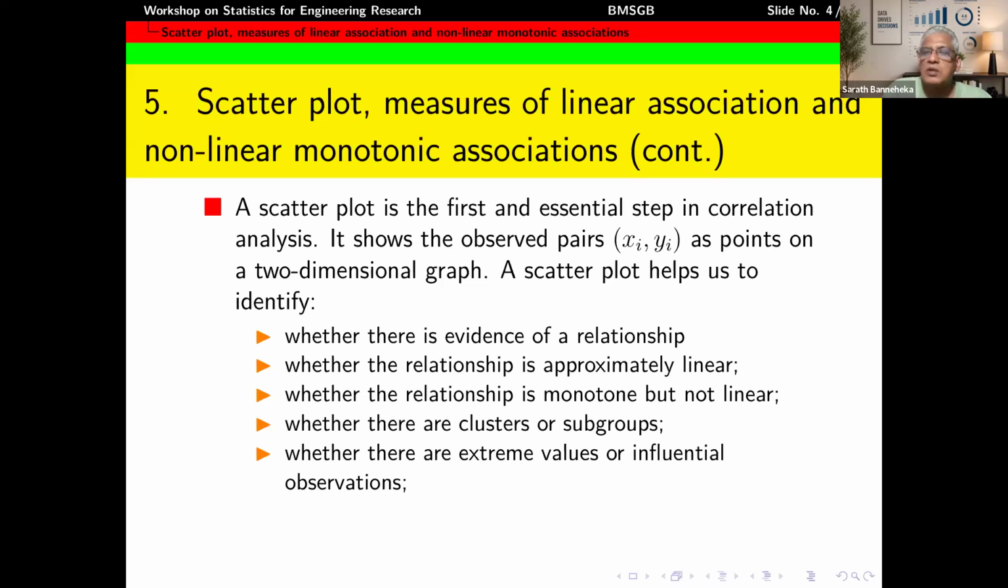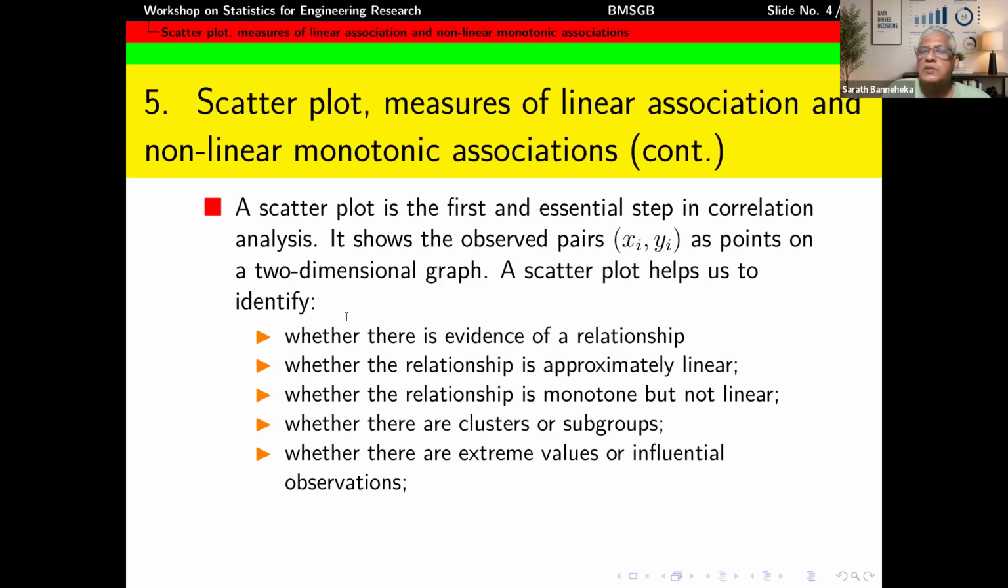So each of these pairs can be considered as a point in the two-dimensional plane. So when we plot these pairs as points in the two-dimensional plane, you get a graph. That's what you call the scatter plot.